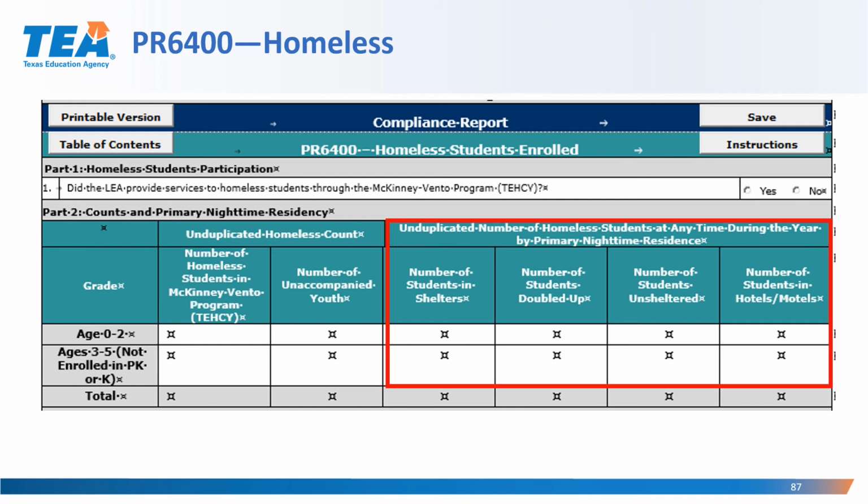The second category of question here for those ages is an unduplicated number of homeless students by primary nighttime residence. Number of students in shelters, number of students doubled up, number of students unsheltered, and the number of students in hotels or motels.